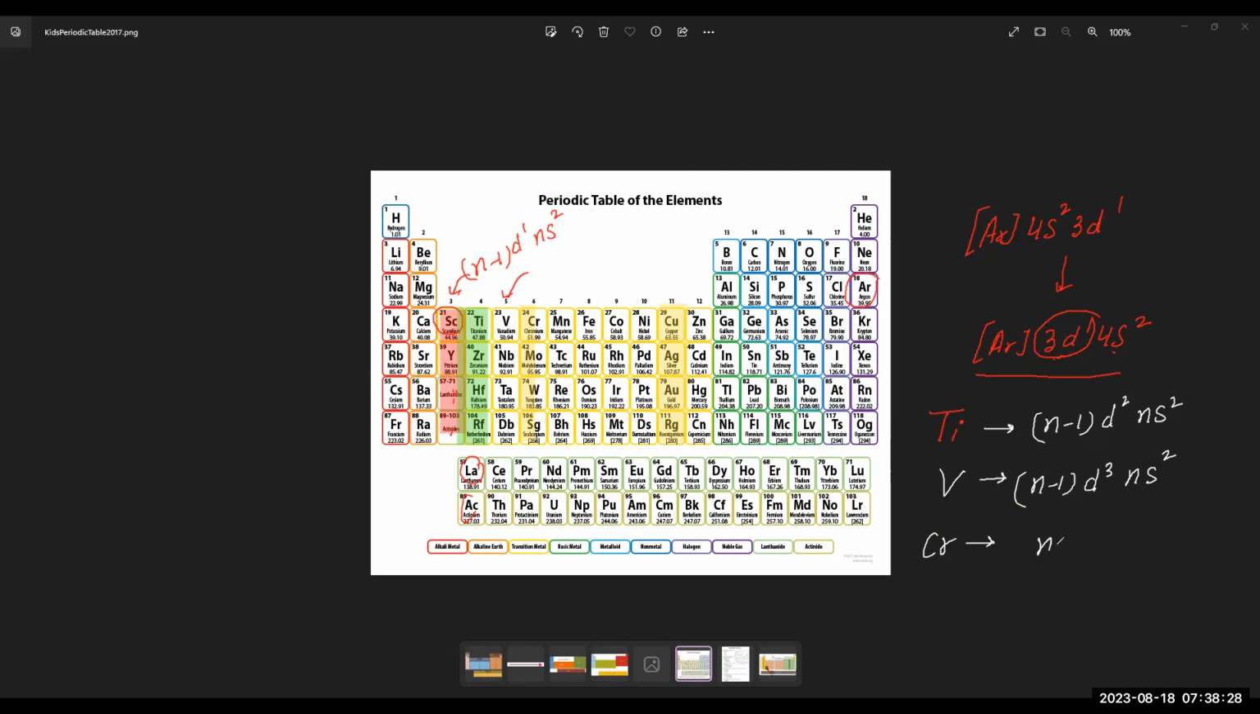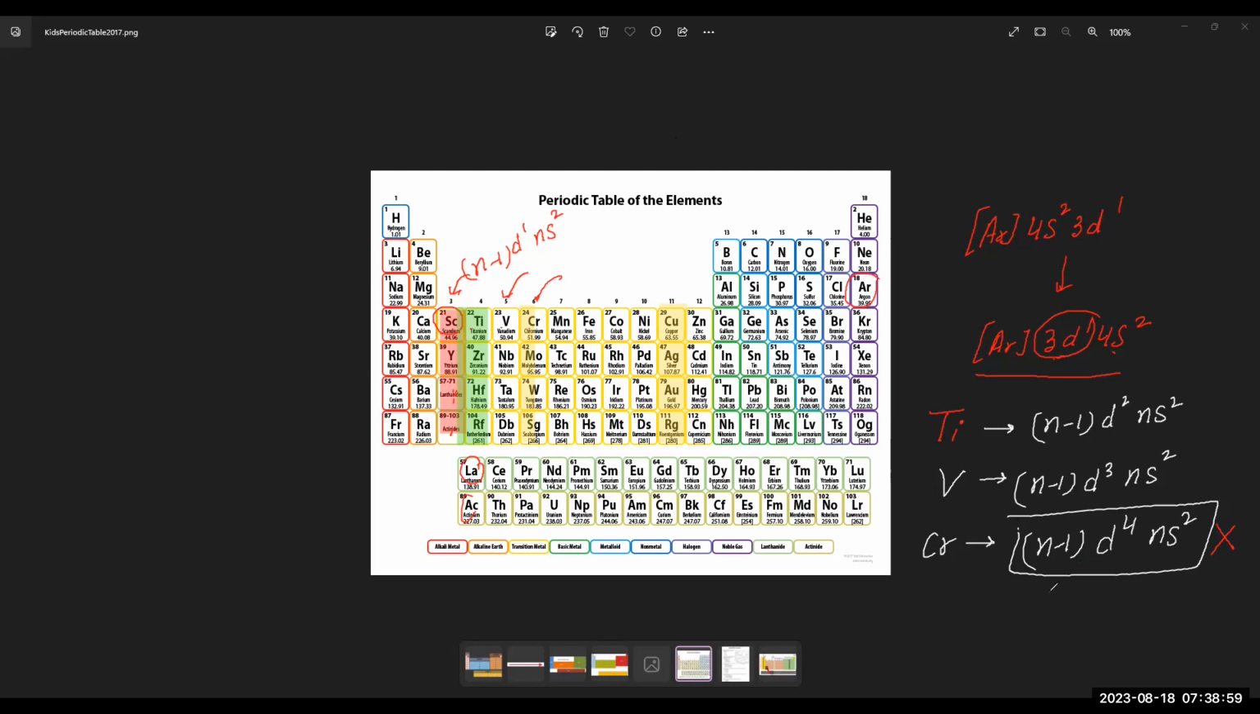Chromium family, you are expecting (n minus 1) d4 ns2. This is what you are expecting. But no. Chromium family, chromium, this one: d1, d2, d3, d4, right? So (n minus 1) d4 ns2, that's what you expect for the chromium family, children. You're expecting this, but it is not.